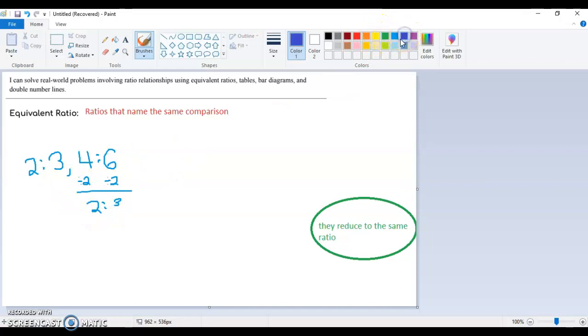Pause it, see if you can think of another one. Another one might be 8 to 12. We can divide both of these by 4. This is going to get me 2 to 3. Notice if I reduced it and it's the same, they are all the same. If you did another one, just make sure that it reduces to 2 to 3.